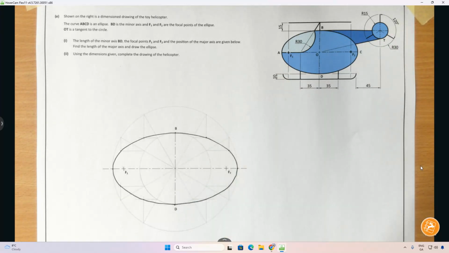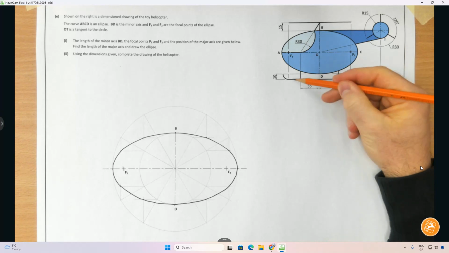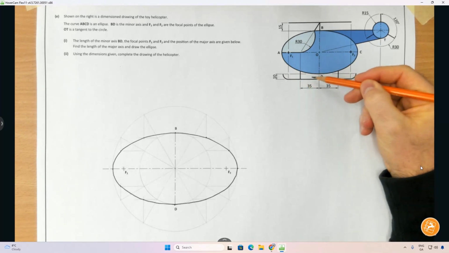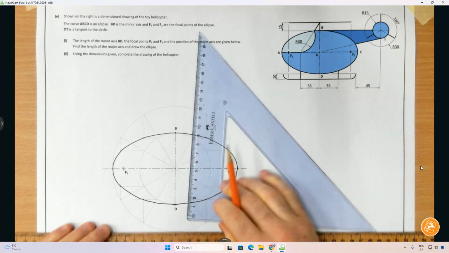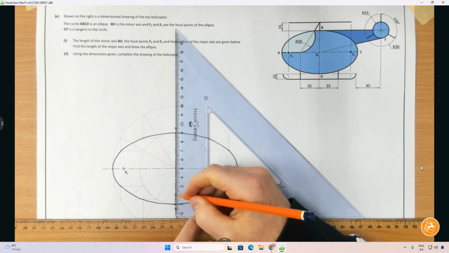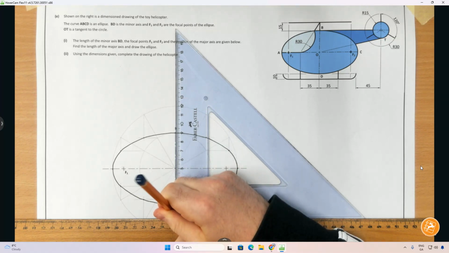Right, now what we're going to do is move on to the legs, down here. So you can see from D, how far is it down to the rail here at the bottom? You can see from here down, it's a measurement of 10. So I'm going to measure down 10 from D. I'm going to draw a line down from D, and measure down 10 millimeters as far as there. So there's 10.